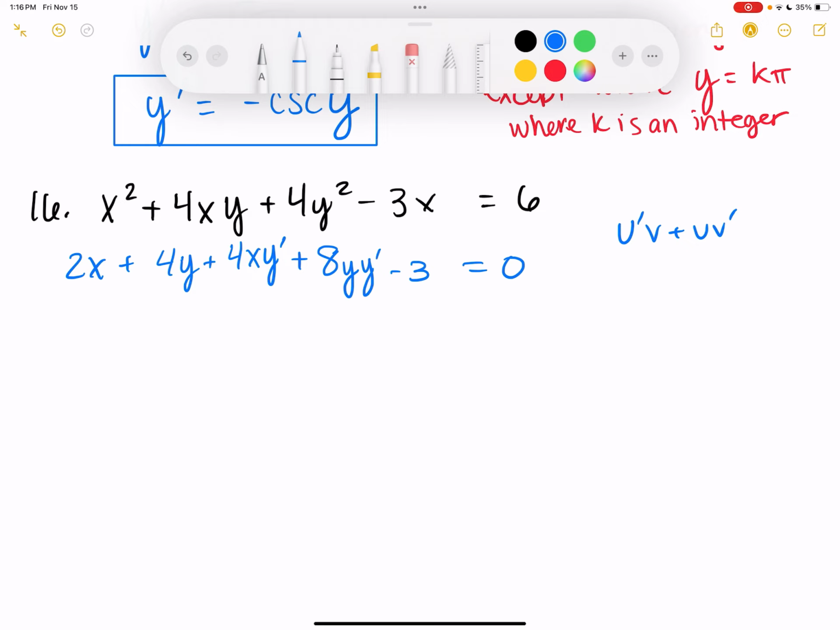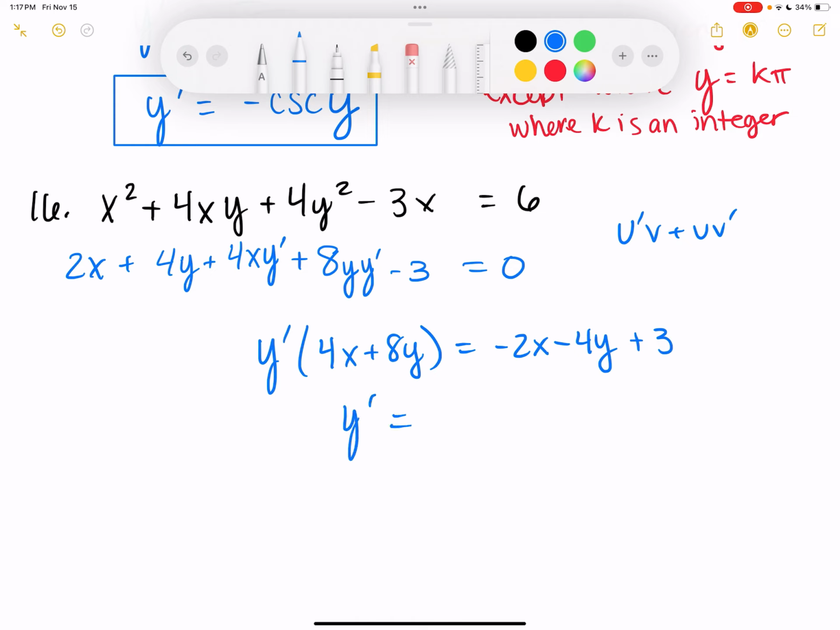Just to make this easier, in one step, I'm going to move everything that doesn't have a y prime over, and I'm going to factor out the y prime. So on this side, I'm left with y prime times 4x plus 8y equals, moving everything over, negative 2x minus 4y plus 3. Then divide. y prime equals negative 2x minus 4y plus 3 over 4x plus 8y.